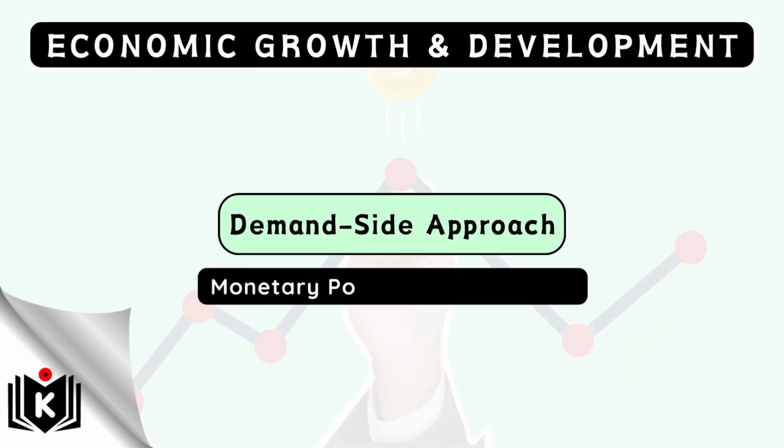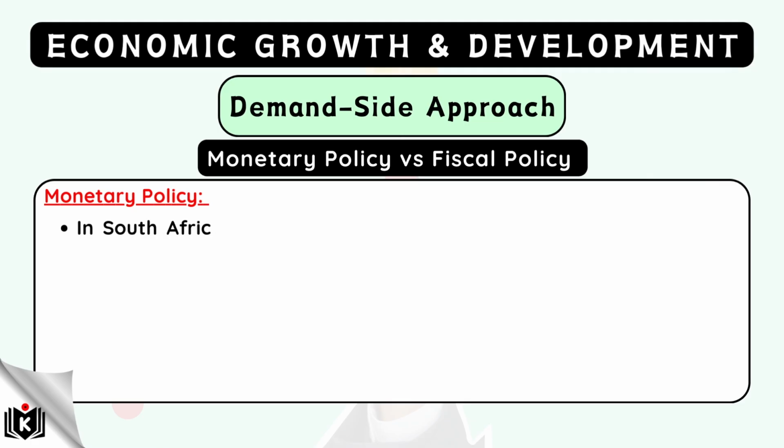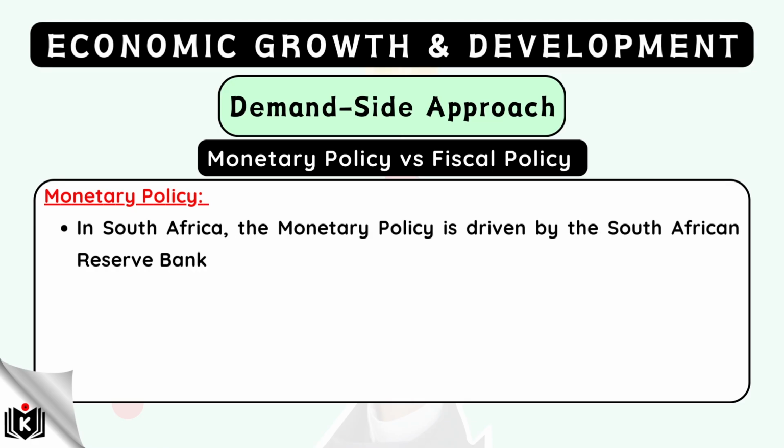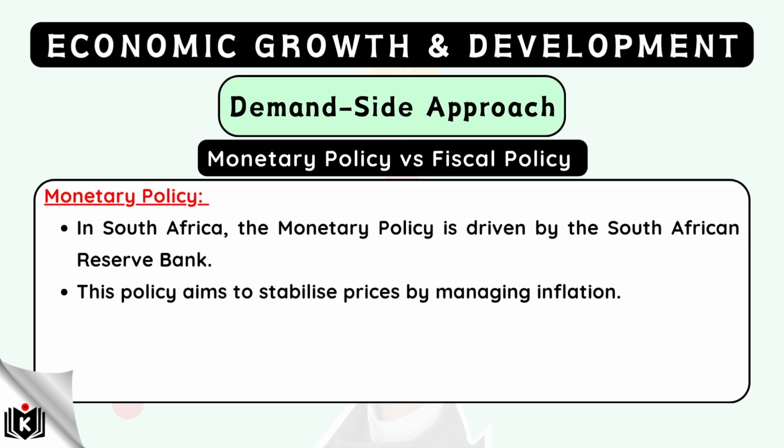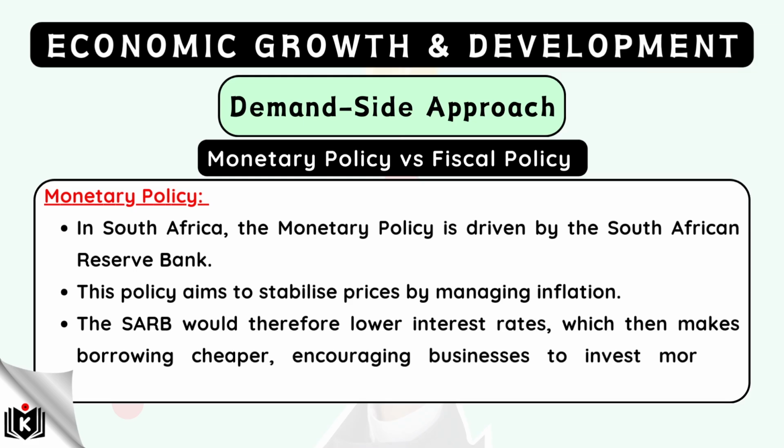Policies used under the demand-side approach include the monetary policy, as well as the fiscal policy. In South Africa, the monetary policy is driven by the South African Reserve Bank. This policy aims to stabilize prices by managing inflation. The South African Reserve Bank would therefore lower interest rates, which then makes borrowing cheaper, encouraging businesses to invest more, and consumers to buy more on credit.